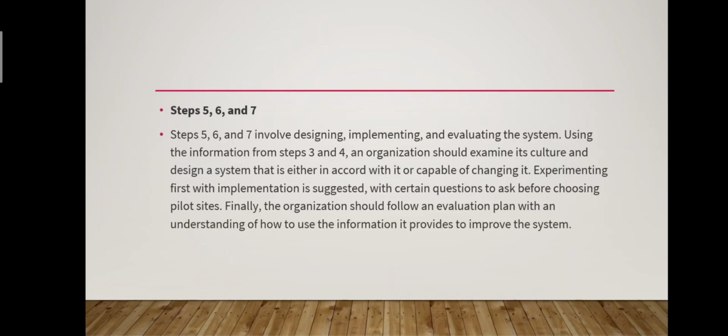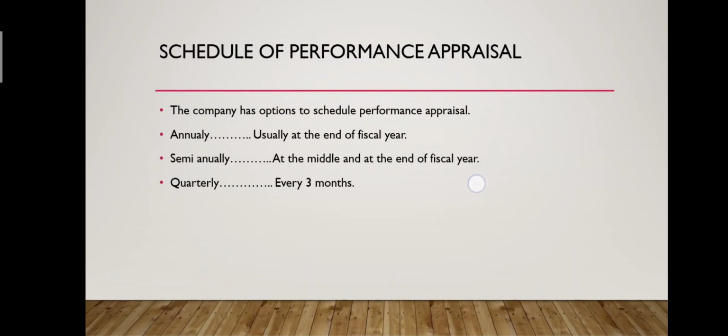Using the information from Step 3 and 4, an organization should examine its culture and design a system that is either in accord with it or capable of changing it. Experimenting first with implementation is suggested, with certain questions to ask before choosing pilot sites. Finally, the organization should follow an evaluation plan with an understanding of how to use the information it provides to improve the system.